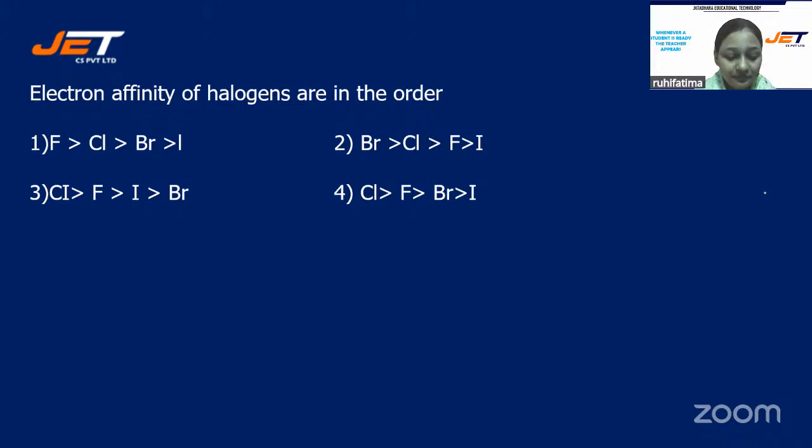Hurry up, students. Quick. Okay, the correct answer for this question is option number 4. And Neha, Ramcharan, Vaishnavi, you all are correct, students. Well done. Chlorine greater than fluorine, greater than boron, greater than iodine. This is the order of electron affinity of halogens.